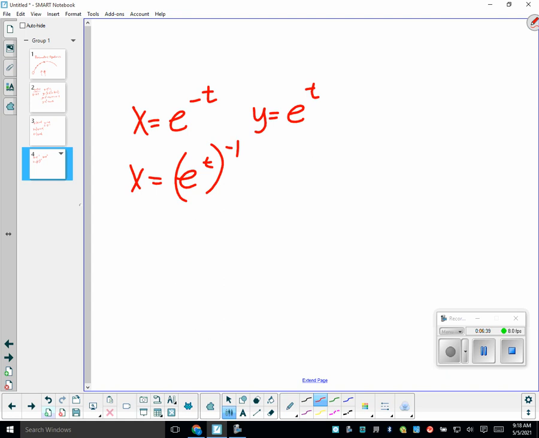So, in place of e to the t, what can I put? So, x equals y to the negative 1. So what does x equal? 1 over y? That's the answer. Now, let me say to you, I could also have said this.